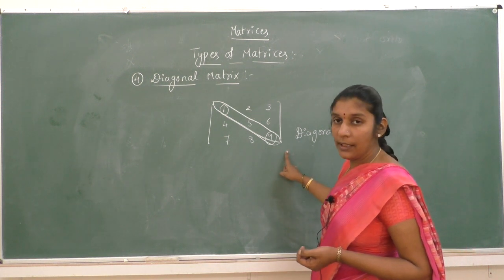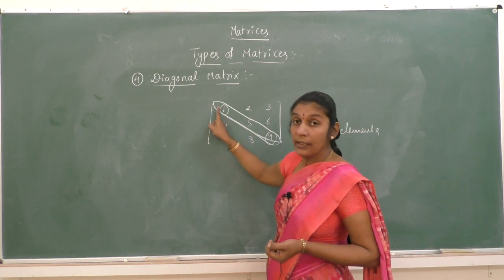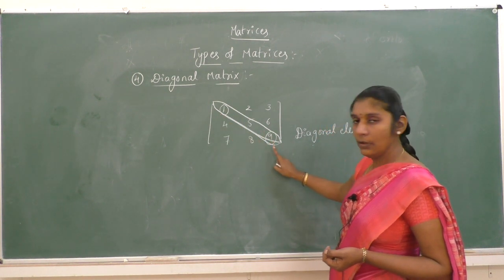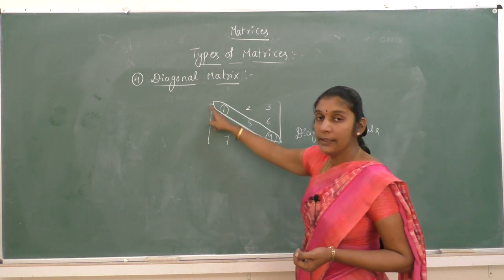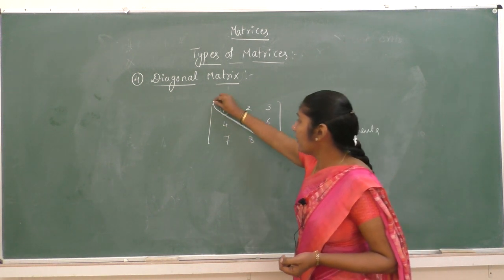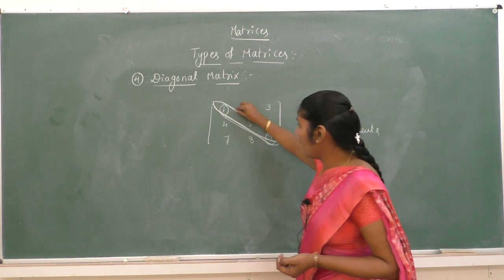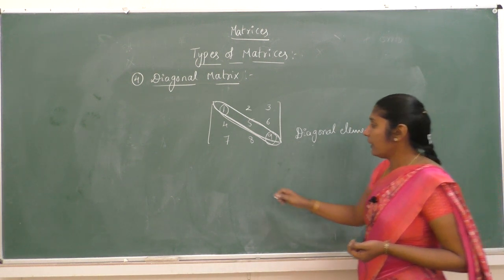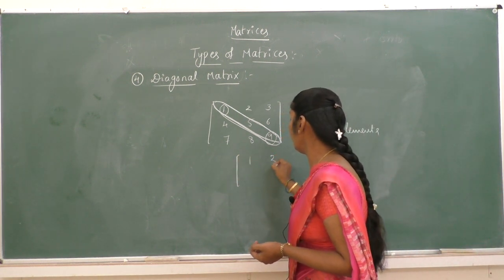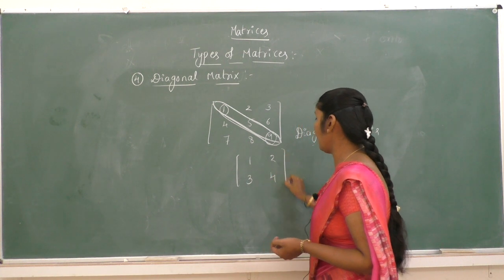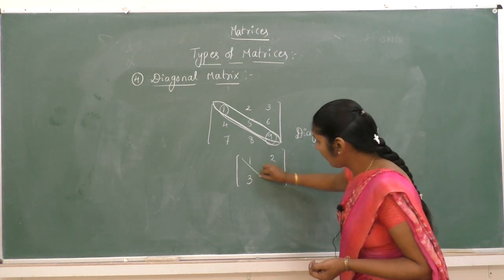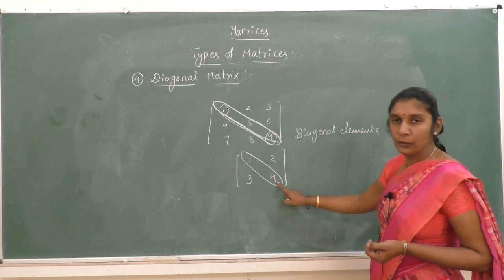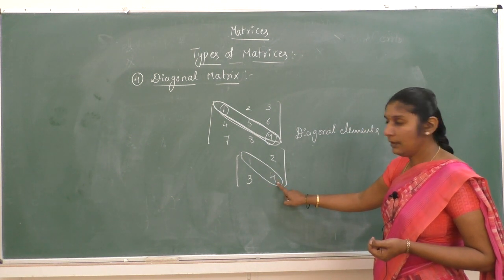Diagonal elements, in a square matrix, A11, A22 and A33 elements are called diagonal elements. That is, the elements in the middle are called diagonal elements. In a 2 cross 2 matrix with 1, 2, 3, 4, which are the diagonal elements? This is called the diagonal element. A11 and A22 are the diagonal elements.